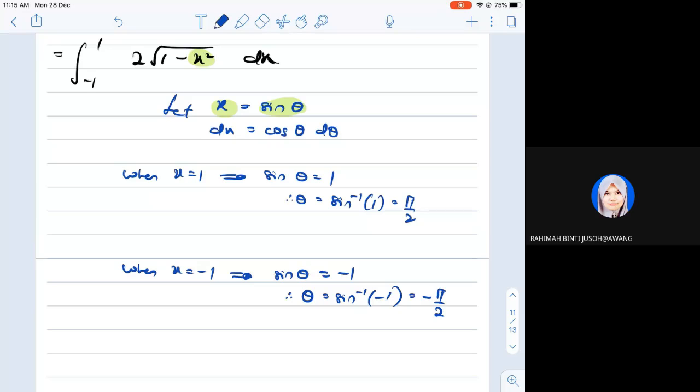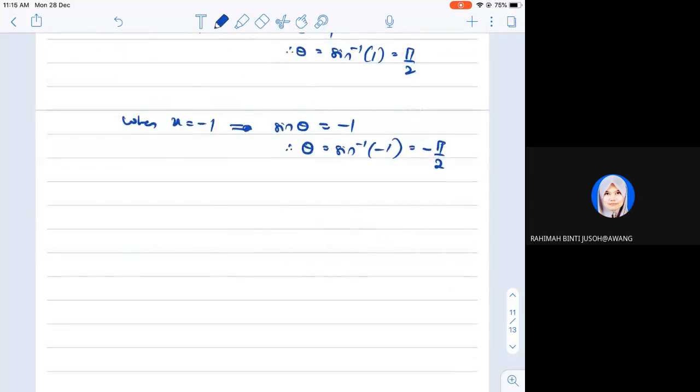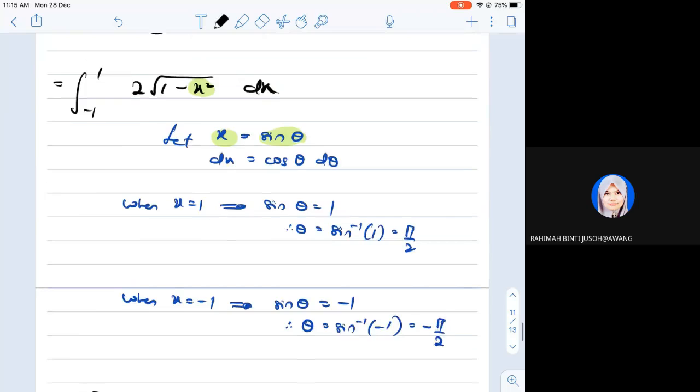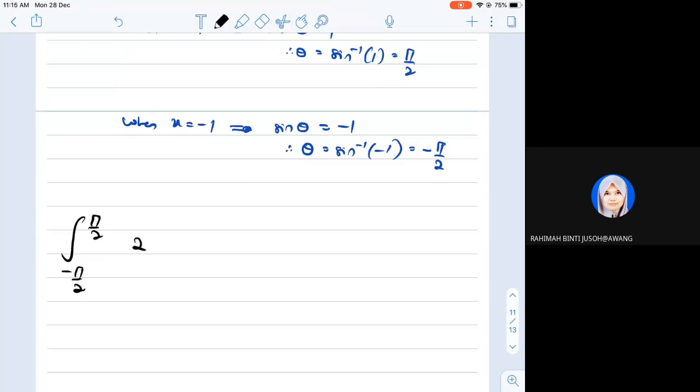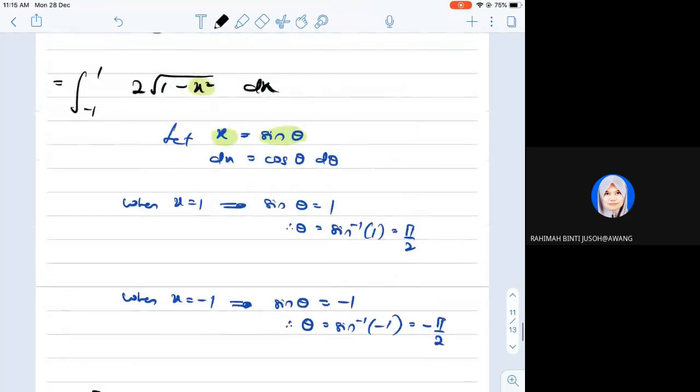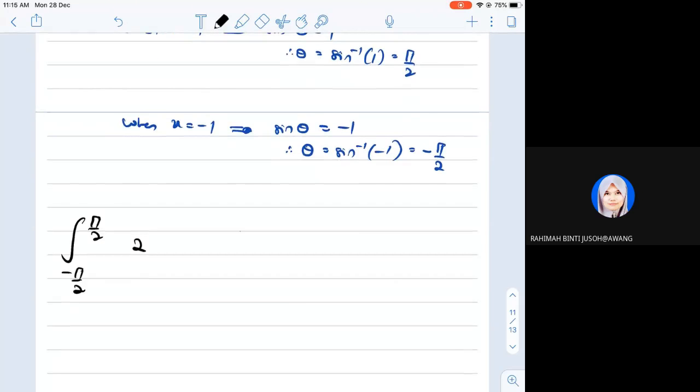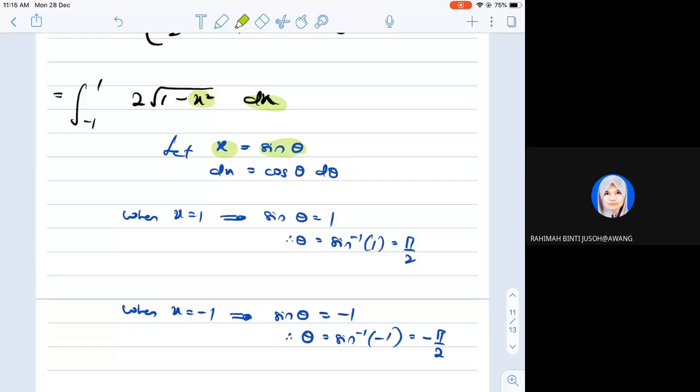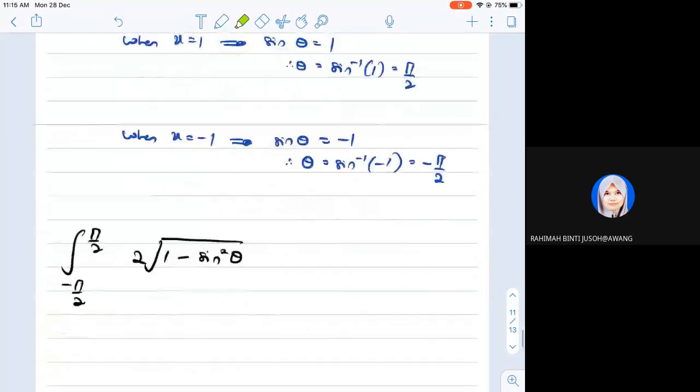Okay. So now, jom kita gantikan. We will have, let's say from negative pi over 2 until pi over 2. So that's the limit. Okay, now 2. Okay, we have 2. We have square root of 1 minus x squared. So square root of 1 minus sine squared theta. Okay, and then dx. Dx is equivalent to this. Dx is equals to cos theta d theta. So we will put cos theta d theta. Panjang lagi cerita ni guys.